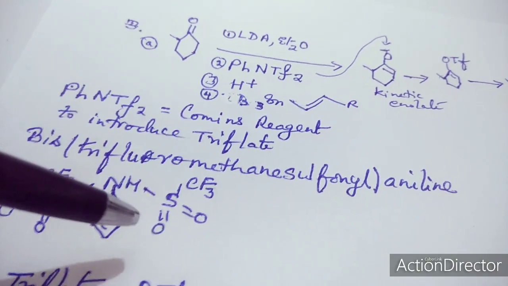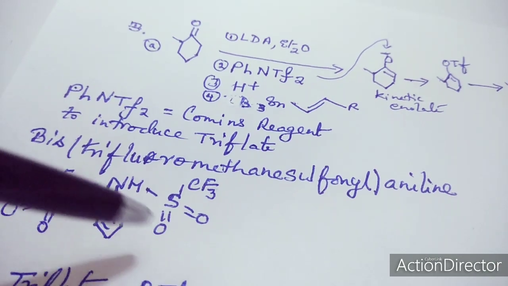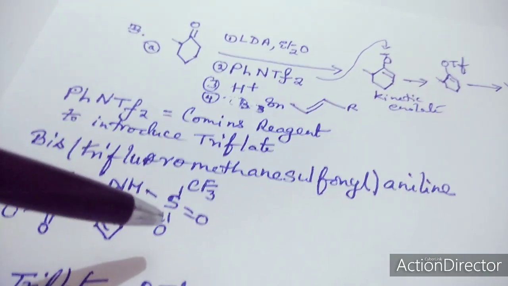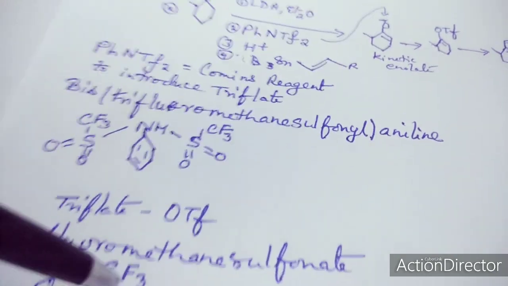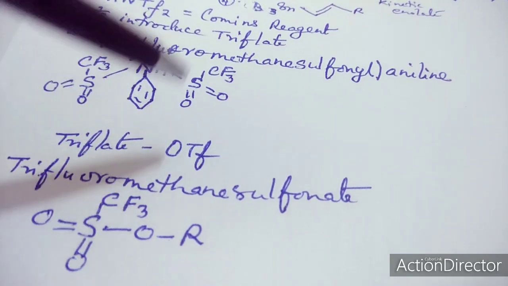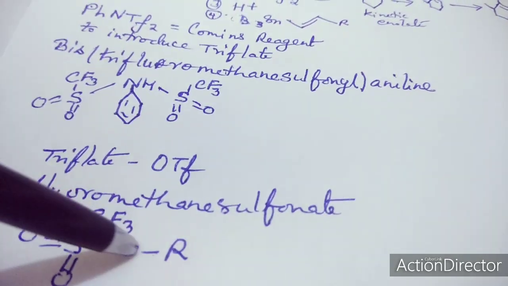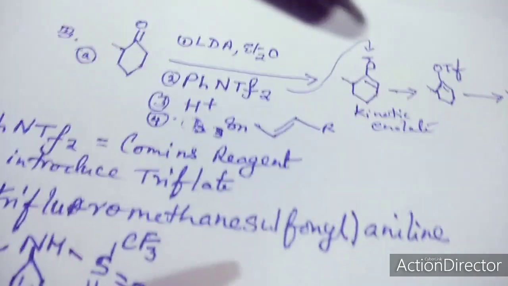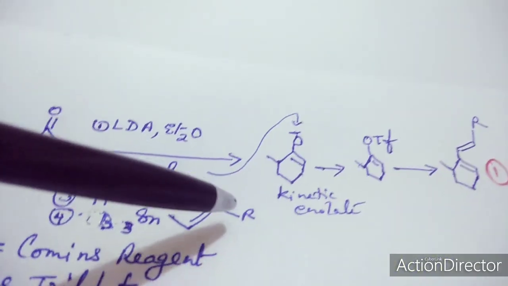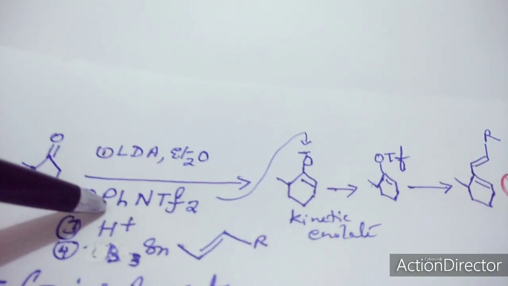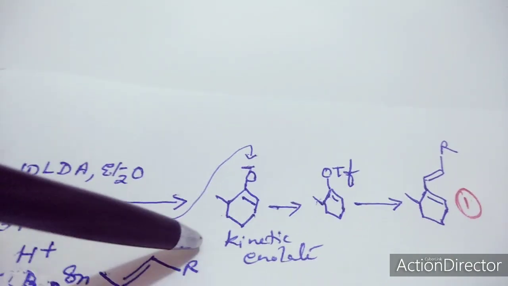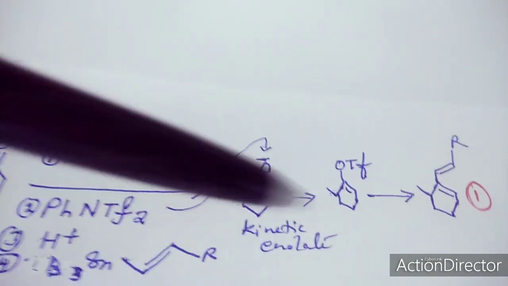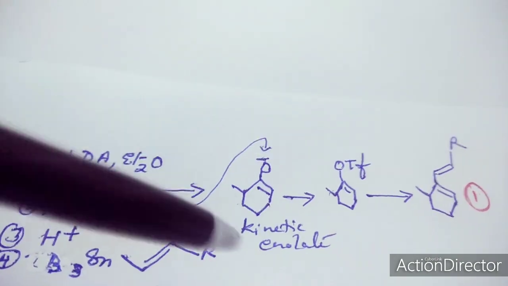And what will this do? Just transfer this group across on the ring, because this is a good leaving group, to form triflate, which is trifluoromethane sulfonate. This group will be transferred. This, which is present here, this will be transferred to RO, that is, this over here, which is formed, our kinetic enolate. So this is the function of this Comins' reagent, to form a triflate. So with the result, what will happen, that once we get this kinetic enolate, let's come back to this, on hydrolysis, after hydrolysis, we get this kinetic enolate.